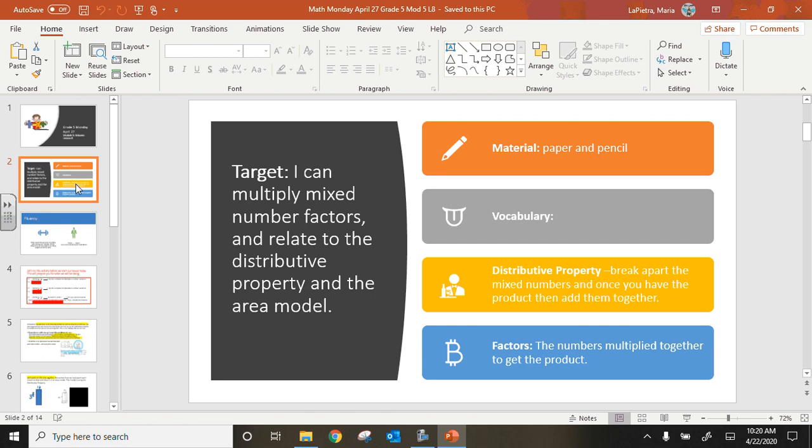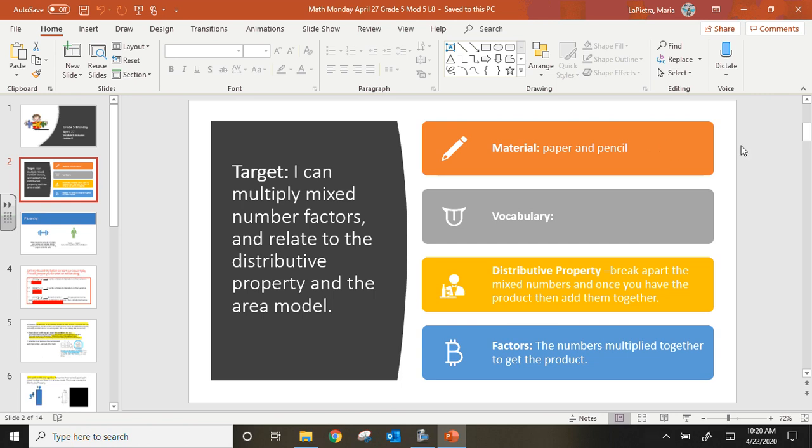Let's start with our target. I can multiply mixed number factors and relate to the distributive property and the area model. Okay, we will get back to that. Your materials, you should have paper and pencil ready to go. So if you need to go and get that, do that now.